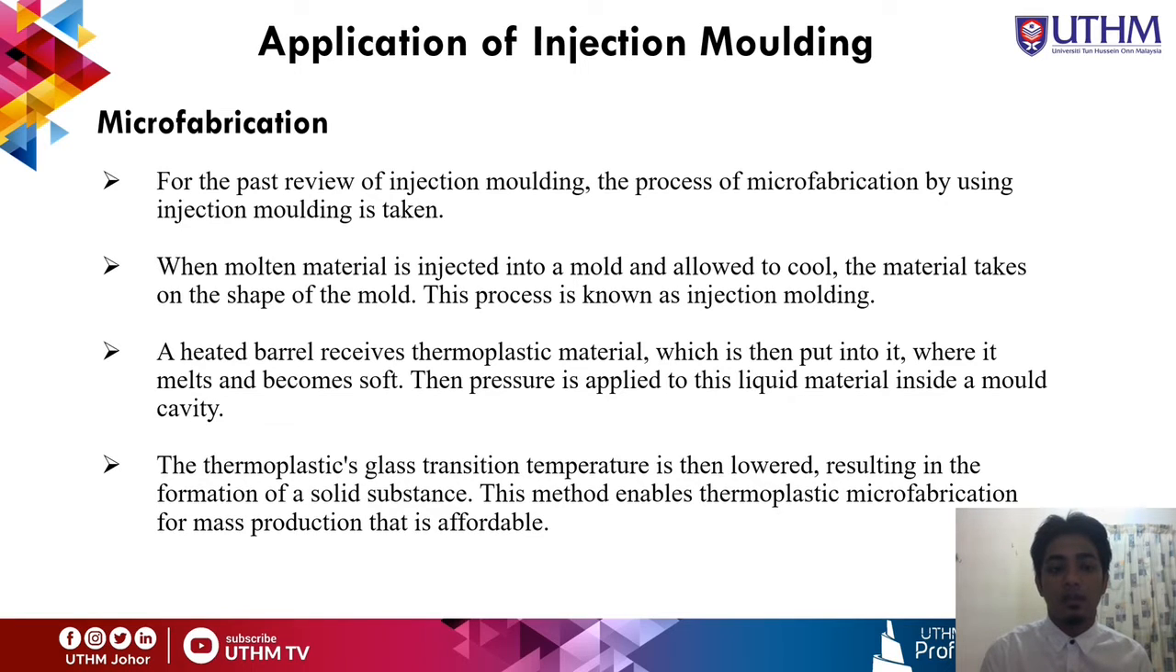First is microfabrication. When molten material is injected into a mold and allowed to cool, the material takes on the shape of the mold. This process is known as injection molding. A heated barrel receives thermoplastic material, where it melts and becomes soft. Then pressure is applied to this liquid material inside a mold cavity. The thermoplastic glass transition temperature is then lowered, resulting in the formation of a solid substance. This method enables thermoplastic microfabrication for mass production that is affordable.